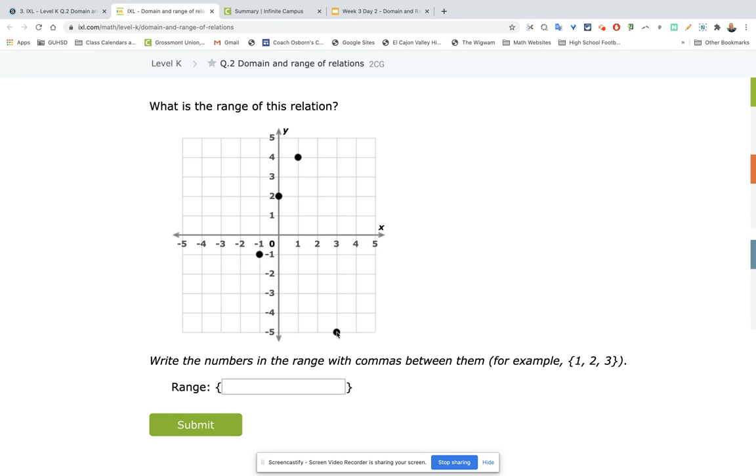So let's start with this point. Range of this point, -5. Range of this point, -1, here, comma, -1. I go to the next point. The range is at 2. I go to this point. The range is 4. Not 1, but 4, because again, I'm paying attention to the y values.